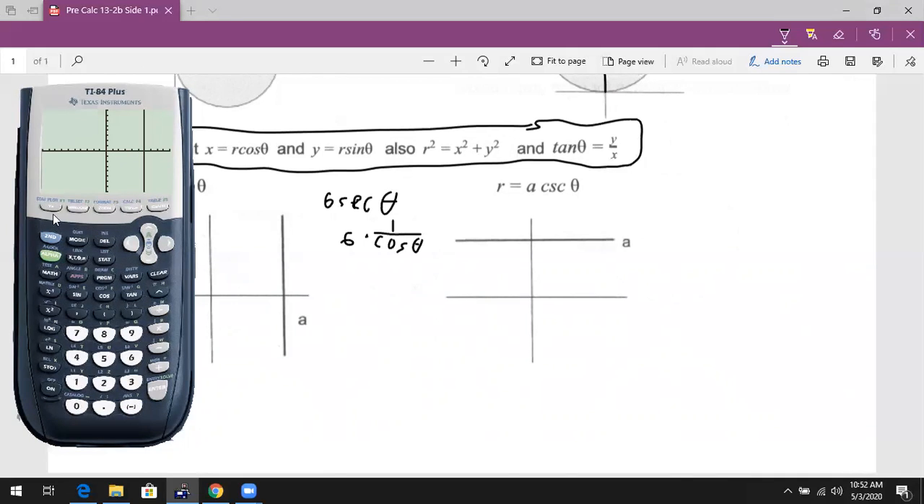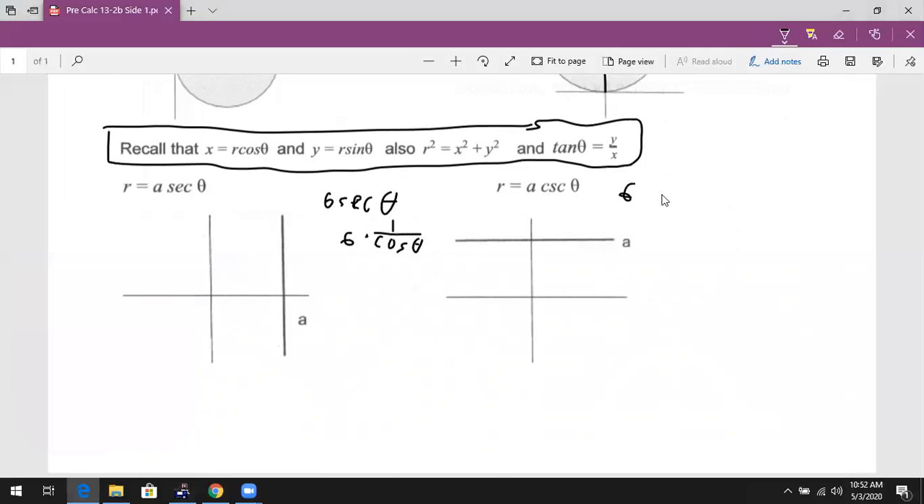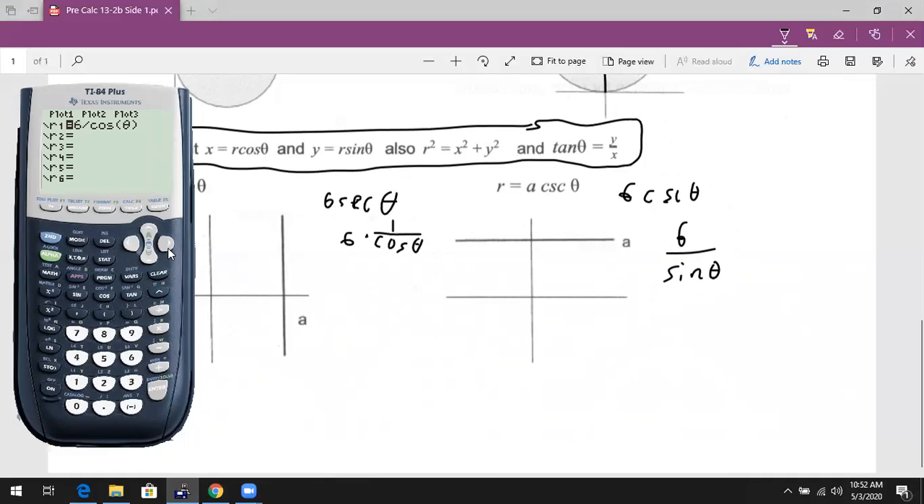Compare that to r equals A cosecant theta, or 6 cosecant theta, let's say our A value is 6. This would be 6 over sine theta is how I'd have to key that in, because cosecant and sine are reciprocals. So 6 over the sine of theta. When I graph that, that's 1, 2, 3, 4, 5, 6 units up in a horizontal line.